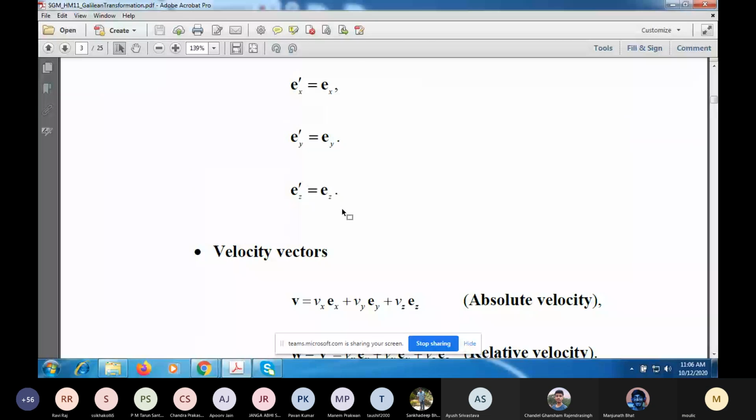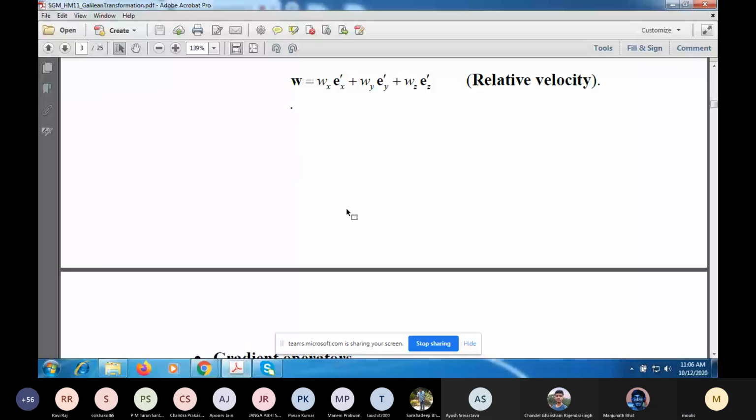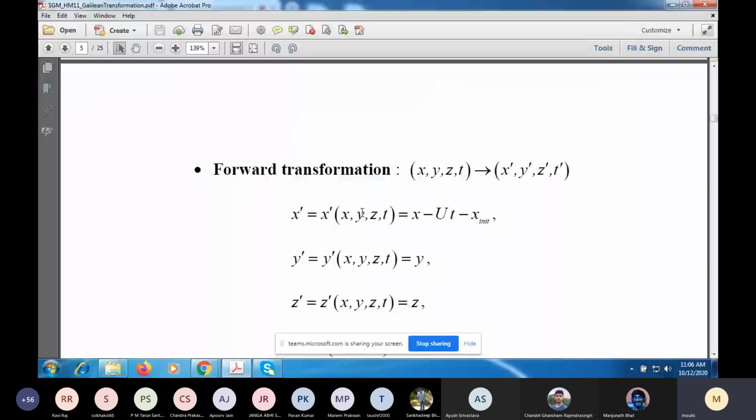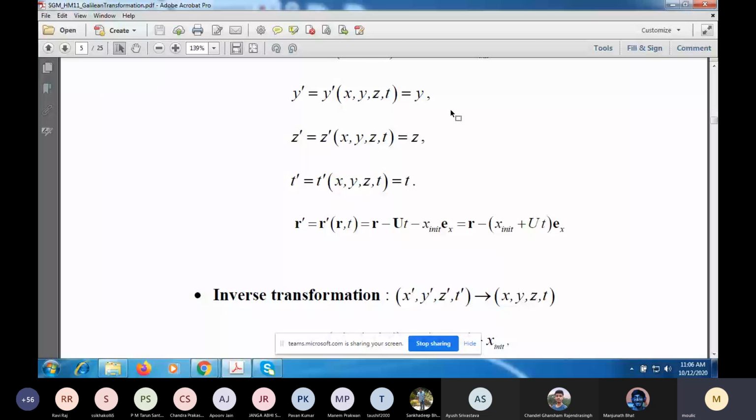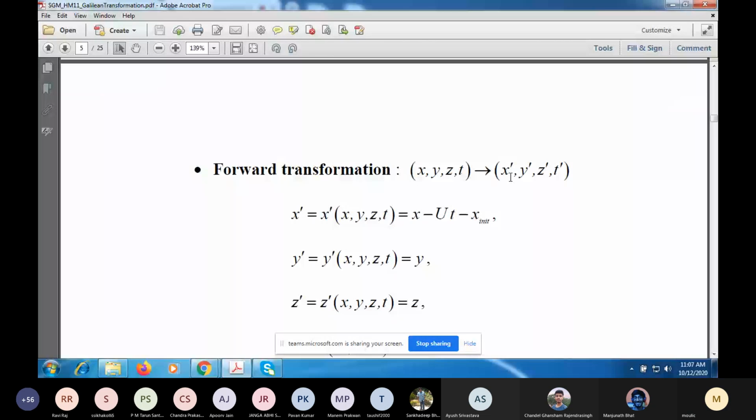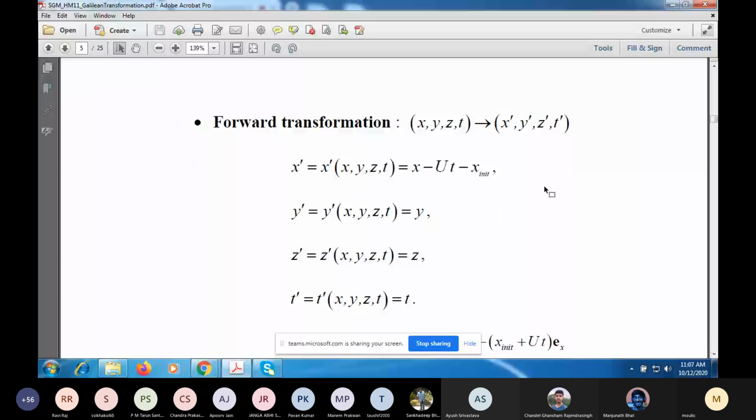Now, if you use the chain rule and look at the forward transformation, starting with x, y, z, t, any quantity is a function of 4 arguments, x, y, z, t, any flow variable. The same flow variable you can write as a function of x prime, y prime, z prime, and t prime. Although t prime and t are the same, I've introduced the symbol so that you don't make a mistake while applying the chain rule.